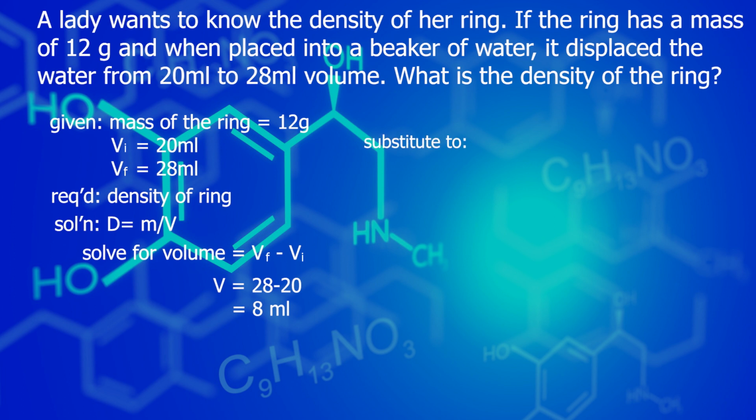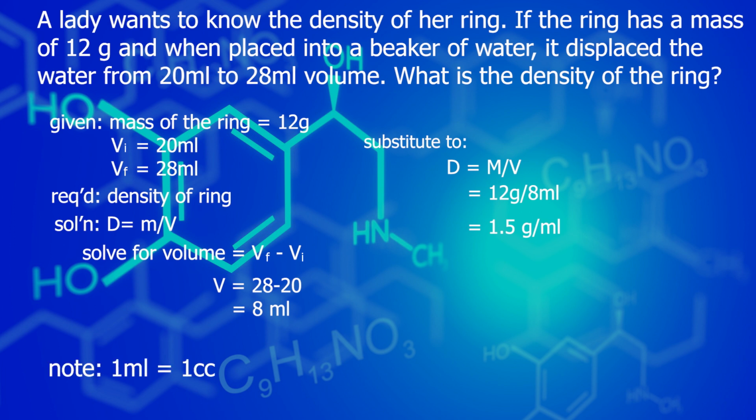So substitute that volume to the formula density equals mass over volume. So 12 divided by 8 equals 1.5 grams per ml. Or expressing the volume in terms of cubic centimeters, we know that 1 ml is approximately equal to 1 cc, or 1 cubic centimeter. So the density of the ring is 1.5 grams per cubic centimeter.